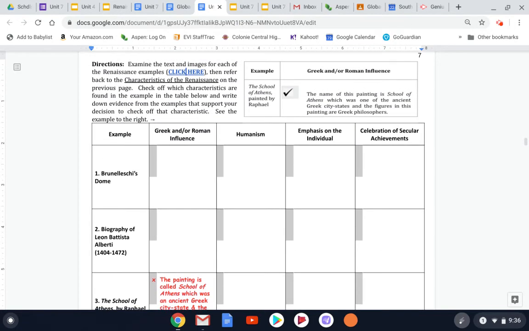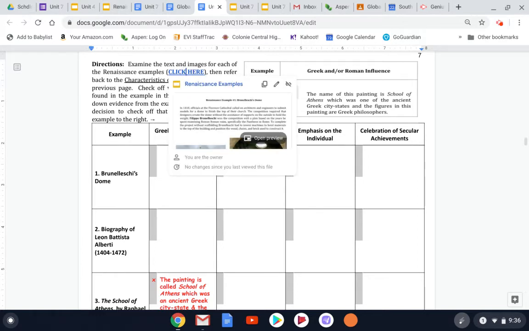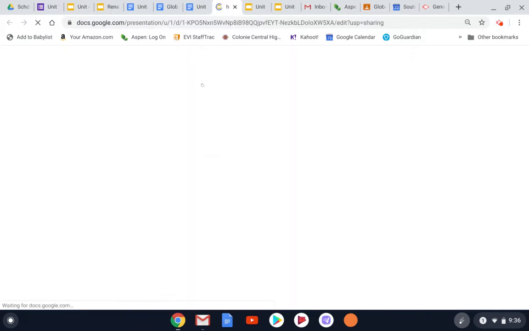So for an example, we're going to take a look at the School of Athens. This is a painting by Raphael, a Renaissance man, a Renaissance painter. And this is how you would complete this first example. So first we're going to go and click our slides that show us the Renaissance examples.